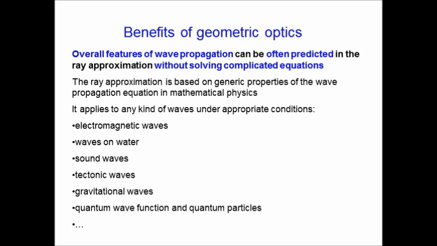Under this important condition, the direction in which the wave travels through various media can be predicted using a so-called ray approximation. We will apply the ray approximation to describe the electromagnetic waves, such as visible light. But in fact, this approximation is much more fundamental.